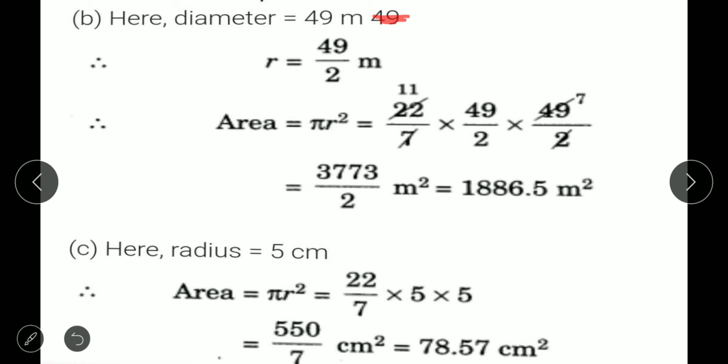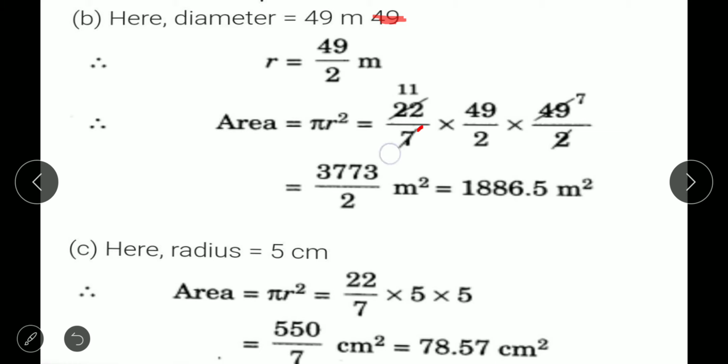Now we find the radius, and now again we have to find the area. Apply the formula pi r square. Pi means 22 upon 7 into r, which is 49 upon 2, 49 upon 2, two times. Now you can cancel according to your own way.